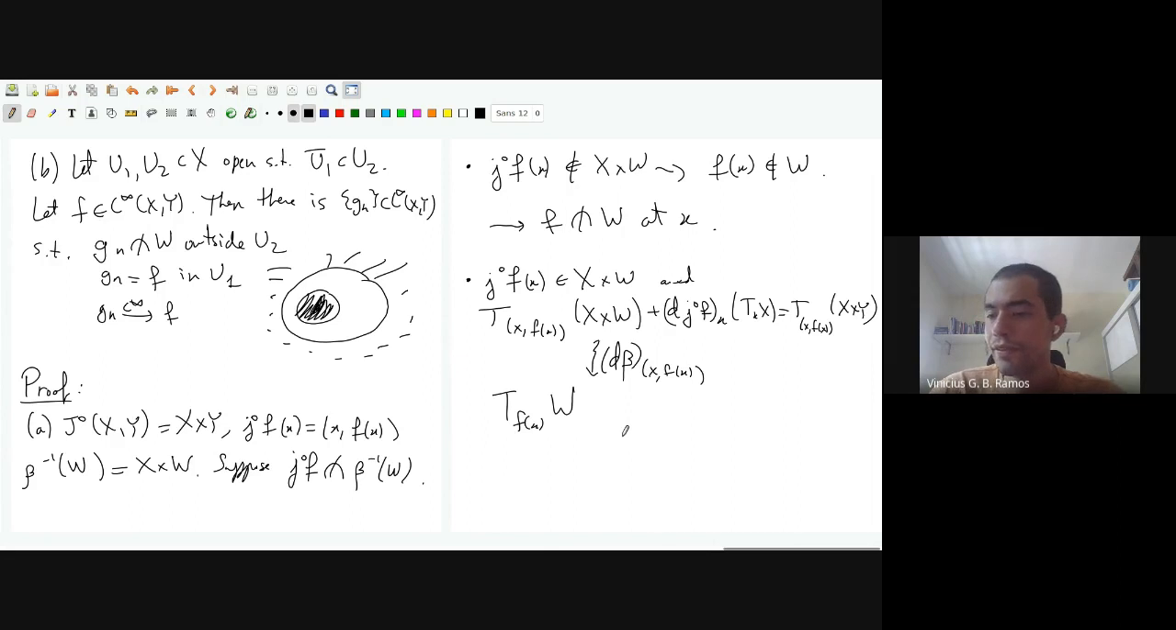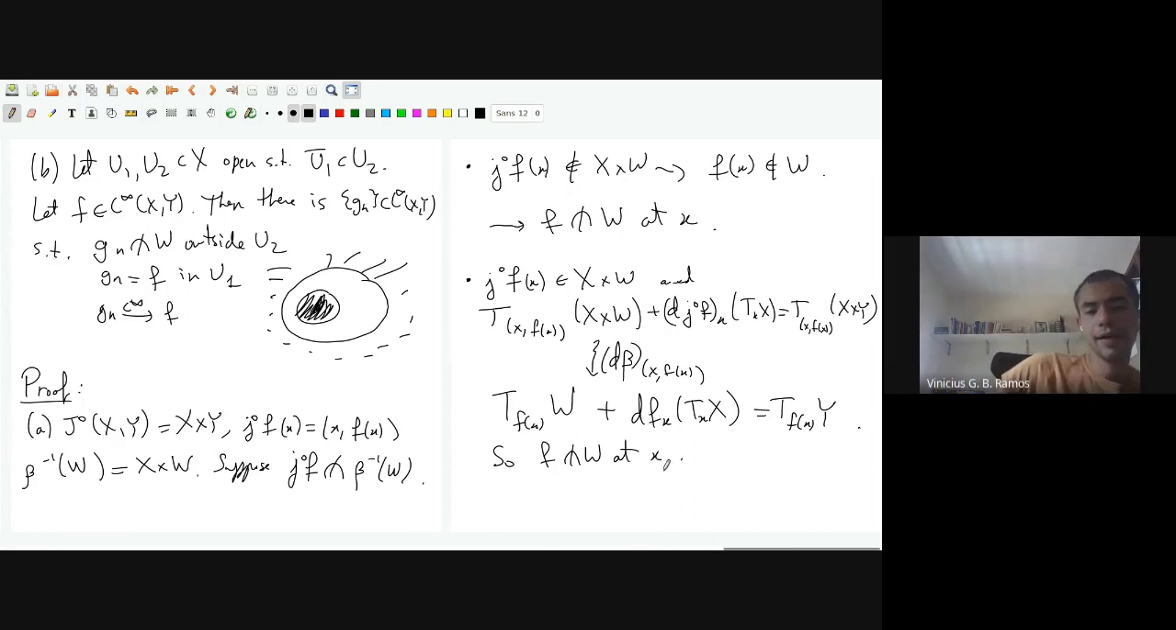I mean, there are a million ways to see this. And now, when you project the derivative of the zero jet, you just get the derivative of f. So the second part is really just the f of tx of x. And then here you just project to y, so you get t f of x of y. And that's a transversality condition. So f is transverse to w at x.